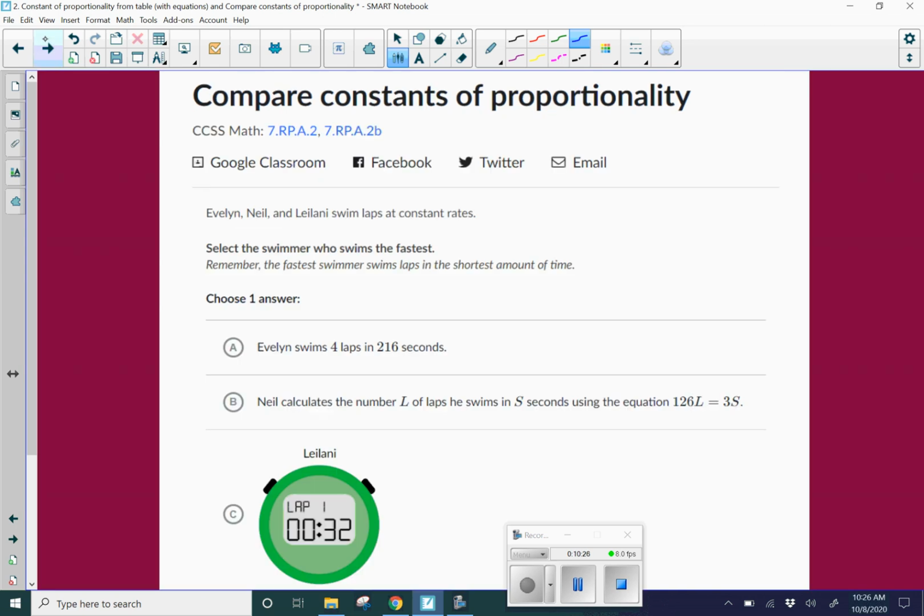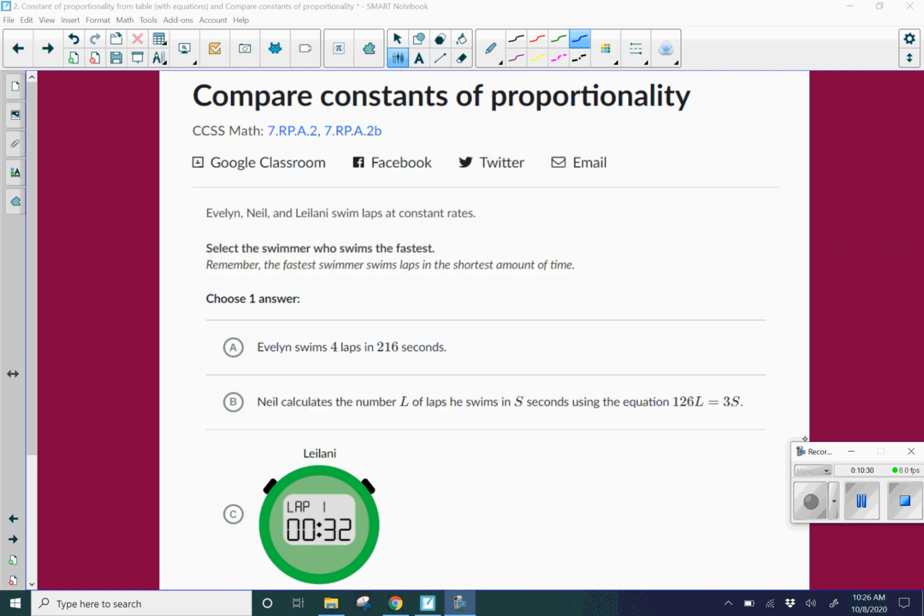Let's try another one. Evelyn, Neil, and Lilani swim laps at constant rates. Select the swimmer who swims the fastest. Well, Evelyn swims 4 laps in 216 seconds. Before we continue though, let's just backtrack real quick. It says they swim at constant rates, but remember, select the swimmer who swims the fastest, and remember the fastest swimmer swims laps in the shortest amount of time. So just keep that in mind.